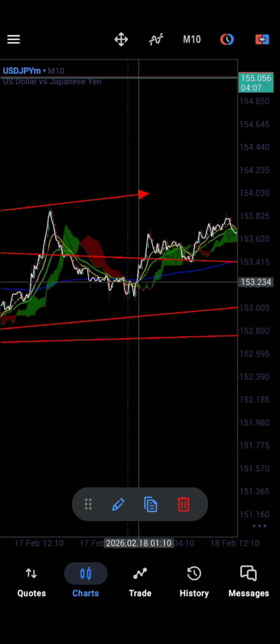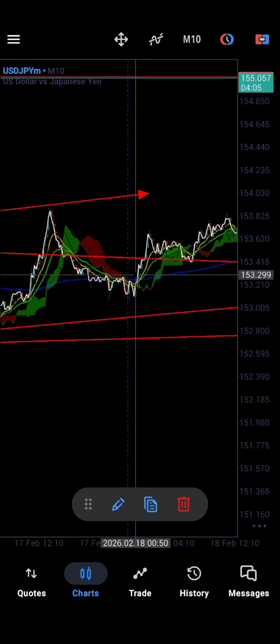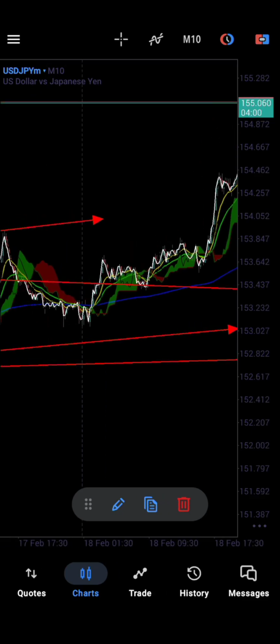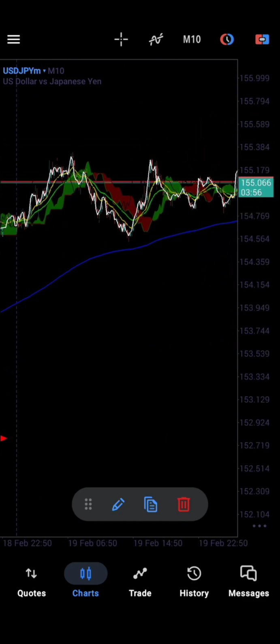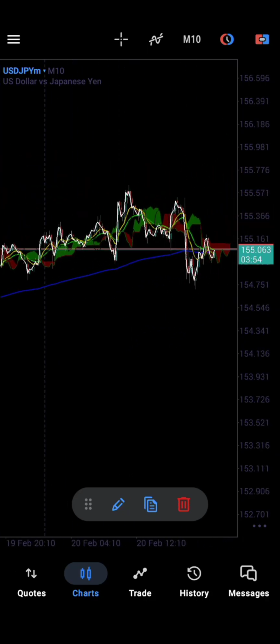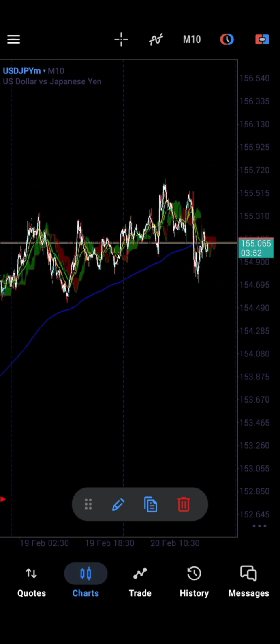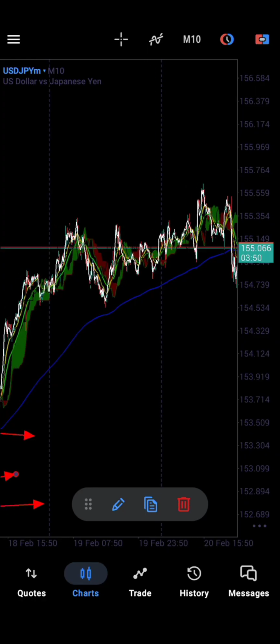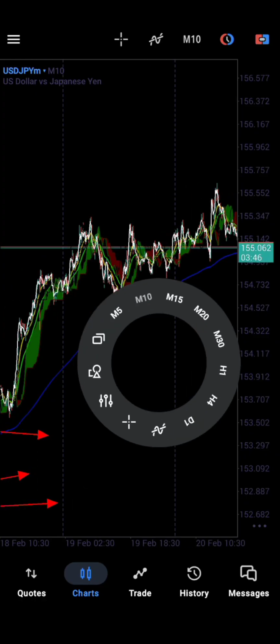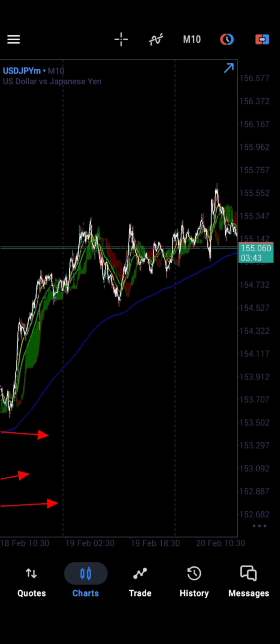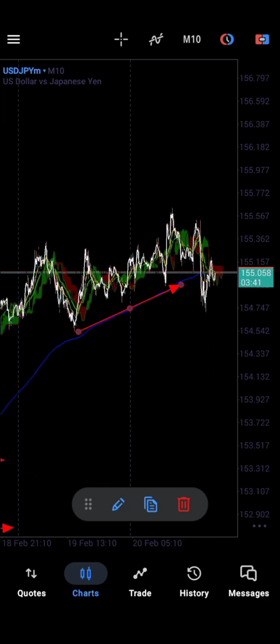Here is my entry point. So from this point I can take my trade, and I'm going to take it, and as you can see the market rallied up until here. So at this point again I'm starting to see another movement which I need to look out for, probably a reversal, but the market is kind of ranging here.